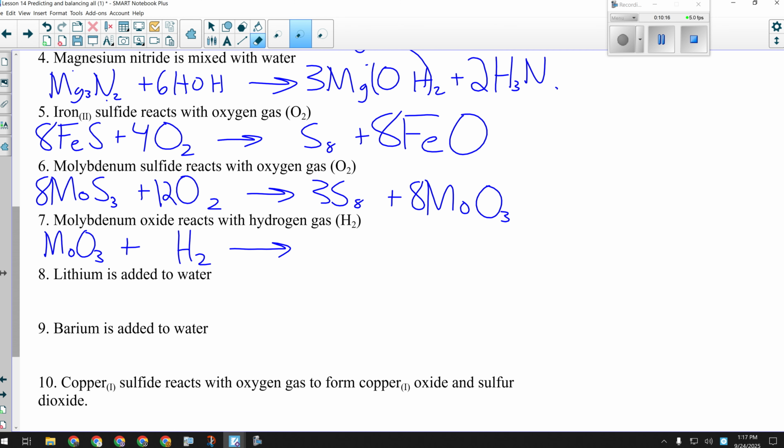So in this single replacement reaction, hydrogen replaces oxygen or molybdenum? Molybdenum, yeah. So we're going to have molybdenum by itself and hydrogen with oxygen. Well, I'm pretty sure that's going to make that stuff. And it's okay to write it as H2O in this situation because it makes sense to. Now I've just got to balance the whole reaction.